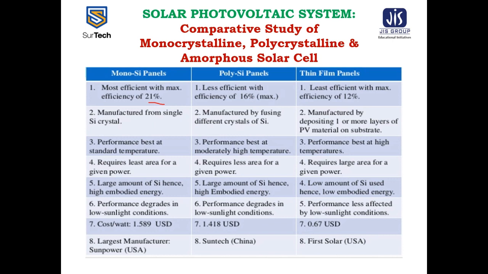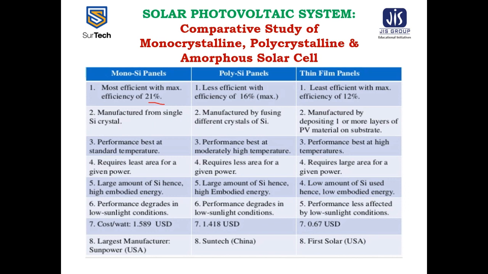Manufacture: the monocrystalline silicon panels are manufactured from the single silicon crystal. Polysilicon panels are manufactured by fusing different crystals of silicon. Thin film is manufactured by depositing one or more layers of photovoltaic materials on the substrate. Monocrystalline silicon panels perform best at the standard temperature. Polysilicon performs best at moderately high temperature, but thin film panels perform best at high temperatures.